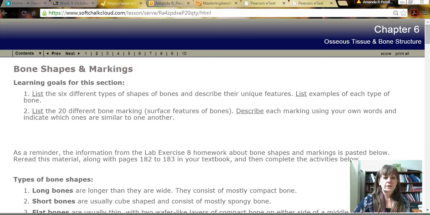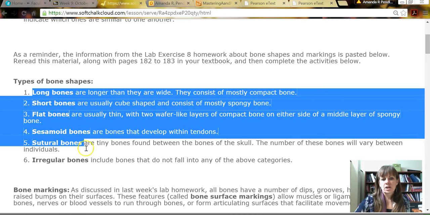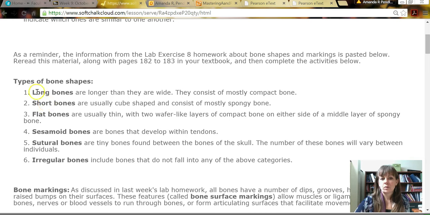Okay, so what I'd like to do first here is talk about the different types of bone shapes. There's roughly 6 different types of shapes, and I want to talk about what these shapes are and what their unique features are. These bone shapes are listed right here, the bolded words: long, short, flat, sesamoid, sutural, and irregular. What I'd like to do is go through what these are and then show you some examples, and also explain some of the ones that might initially seem a little bit tricky or difficult to classify.